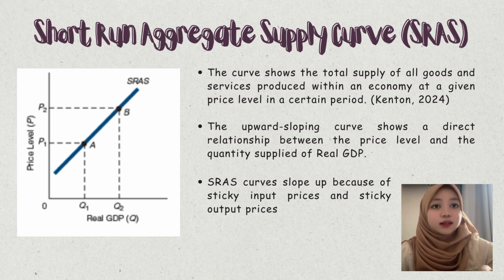In the market model, supply slopes up because of the profit motive of the individual firm. If a firm gets a higher price, it will make a higher profit by selling more. So quantity supplied increases when price increases.